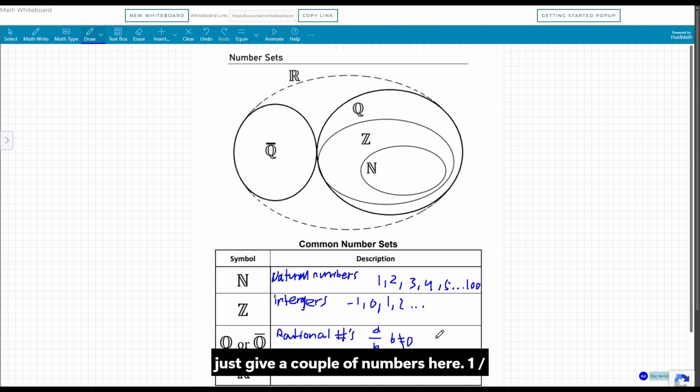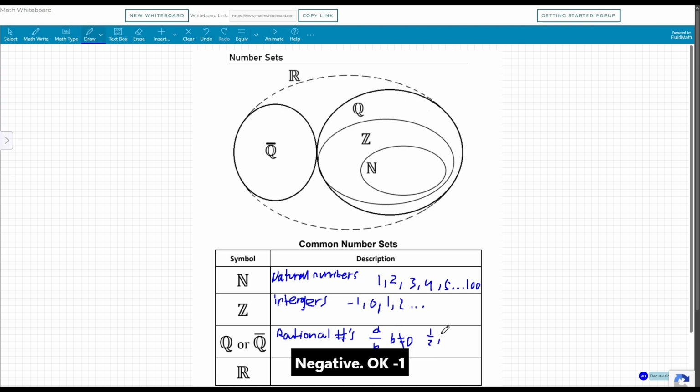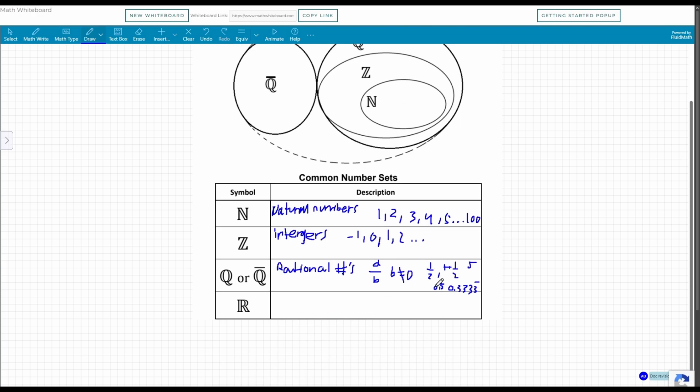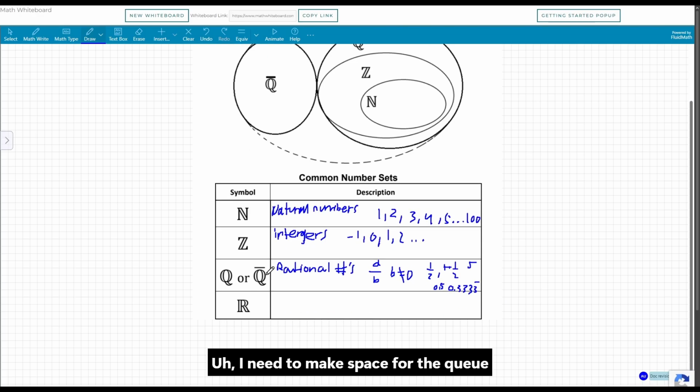For example, let's just give a couple of numbers here. 1 over 2 is a rational number. Negative 1 over 2 is a rational number. 0.5 is a rational number. 0.3333, etc., keep going, is a rational number. And 5, just the whole number, could also be a rational number. I need to make space for the Q thing. Okay, let's move the Q thing down here.